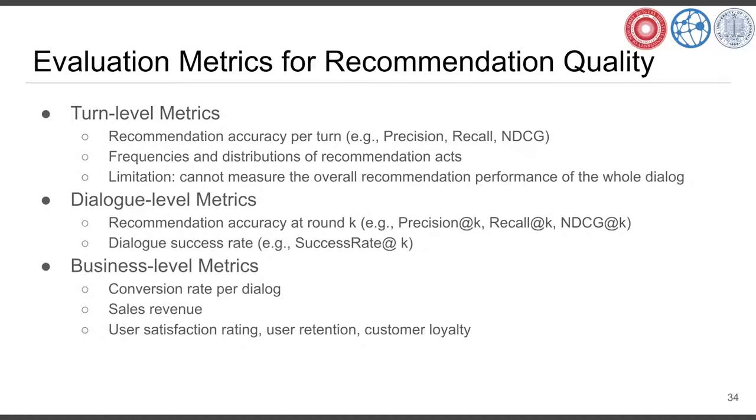On recommendation quality, here are some typical evaluation metrics, also on three levels. For the turn level, we may consider traditional recommendation metrics like accuracy per turn using precision, recall, NDCG, etc. Similarly to conversation quality, we may also consider the frequency of recommendation acts. The limitation is also the same: we cannot measure the overall recommendation performance of the dialogue. That is because if the dialogue is not long, the recommendation may not be good. If we ask more questions, we get a better understanding of the user preference, so the recommendation can be better.